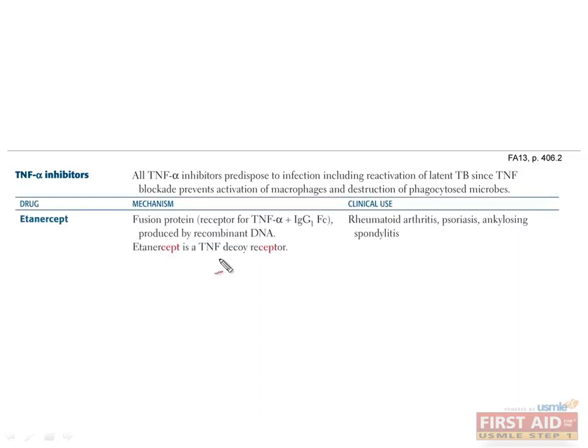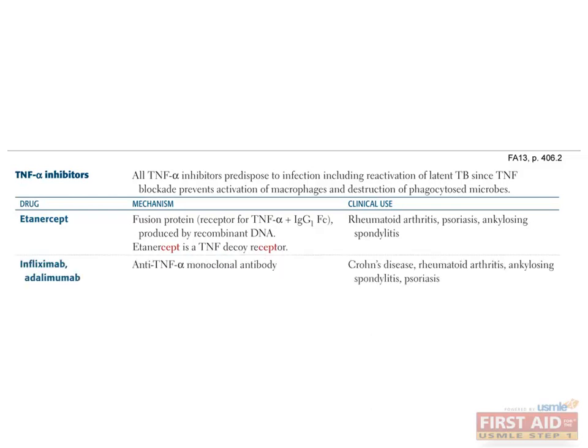Etanercept is a recombinant form of the TNF receptor that binds to TNF, blocking normal TNF from entering the sites. You can remember this by remembering that etanercept is a decoy receptor for TNF. Infliximab and adalimumab, on the other hand, are actually antibodies that serve to mark the TNF molecule for immune destruction.